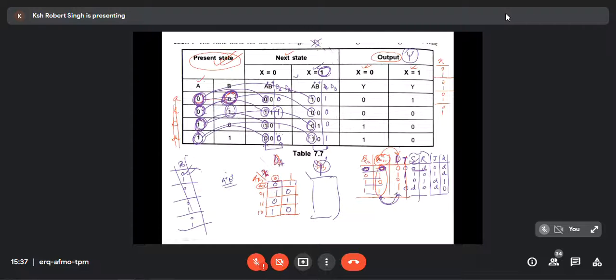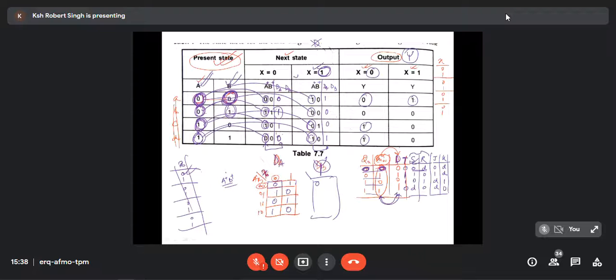What is present state A, what is present state B? The first row is 0, 0, and what is the input? Input is 0, then output Y is equal to 0. Can you understand? Y will become 1 in 3 places.